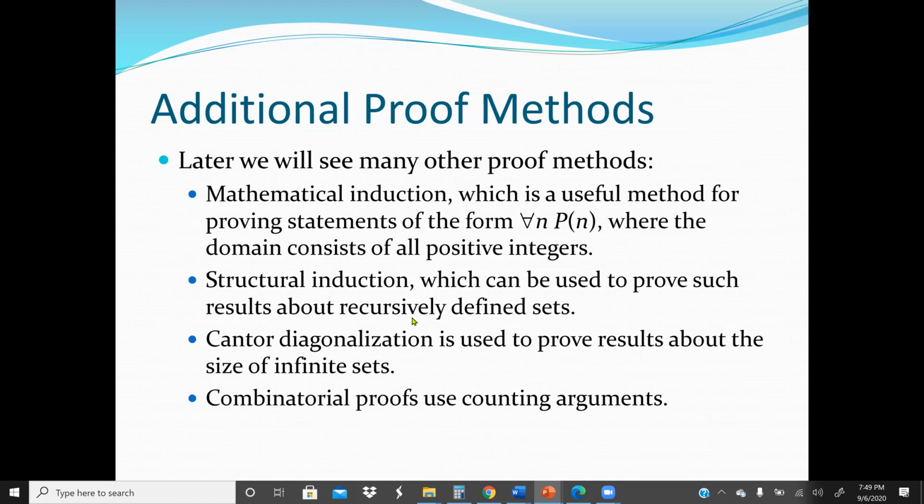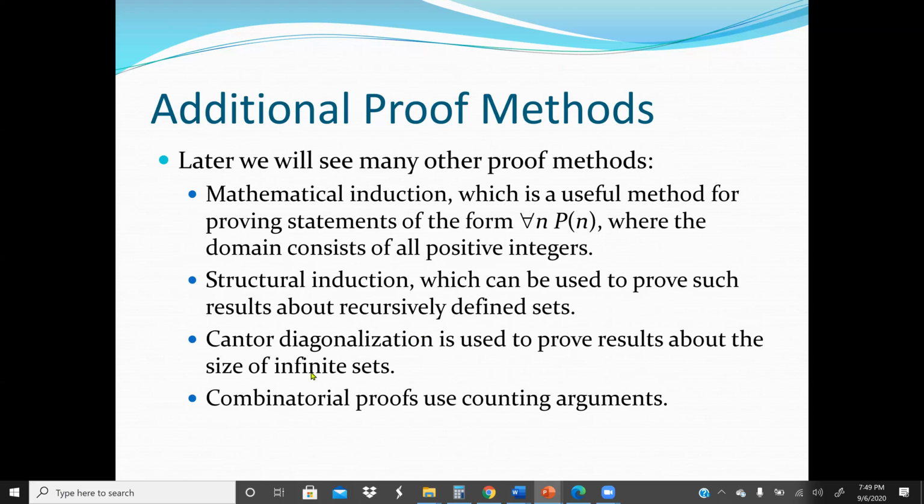So proof is a very broad topic, and as we see, it is used in many computer science applications. Later, we will see many other proof methods, such as mathematical induction, which is a useful method for proving statements of the form for all n, P(n), where the domain consists of all positive integers. Then we will see structural induction, which can be used to prove results about recursively defined sets.